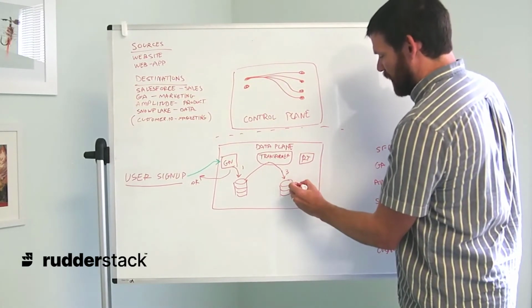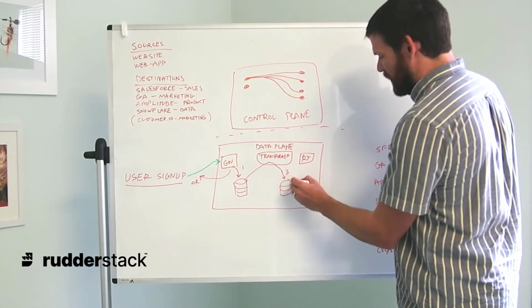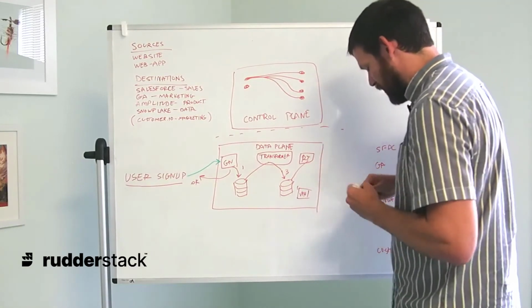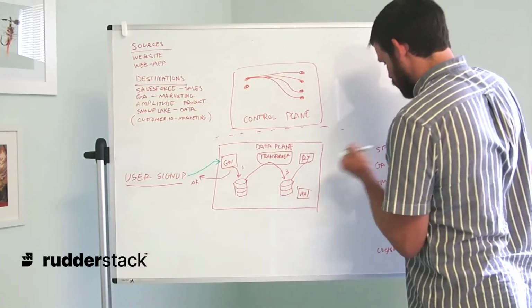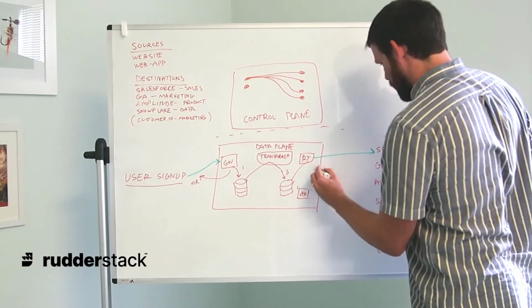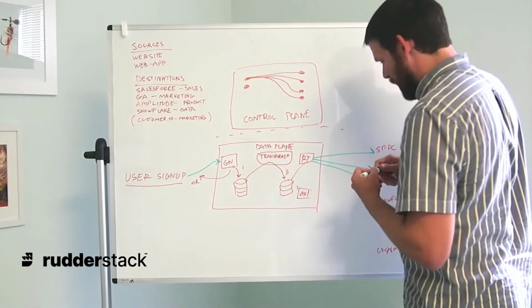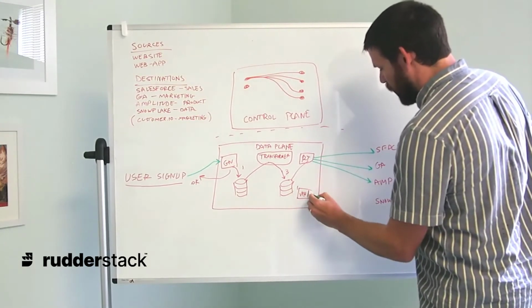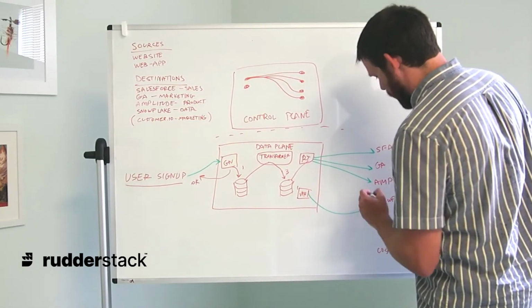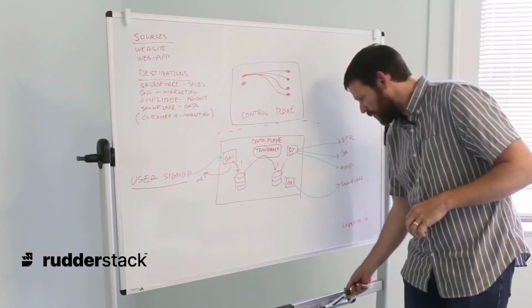So at this point, the router is going to take these events and going to send them out into the downstream tools. So it's going to send an event to Salesforce. It's going to send a separate event to Google Analytics, a separate event to Amplitude, and then the warehouse service is going to upload our events to Snowflake on a predefined schedule.